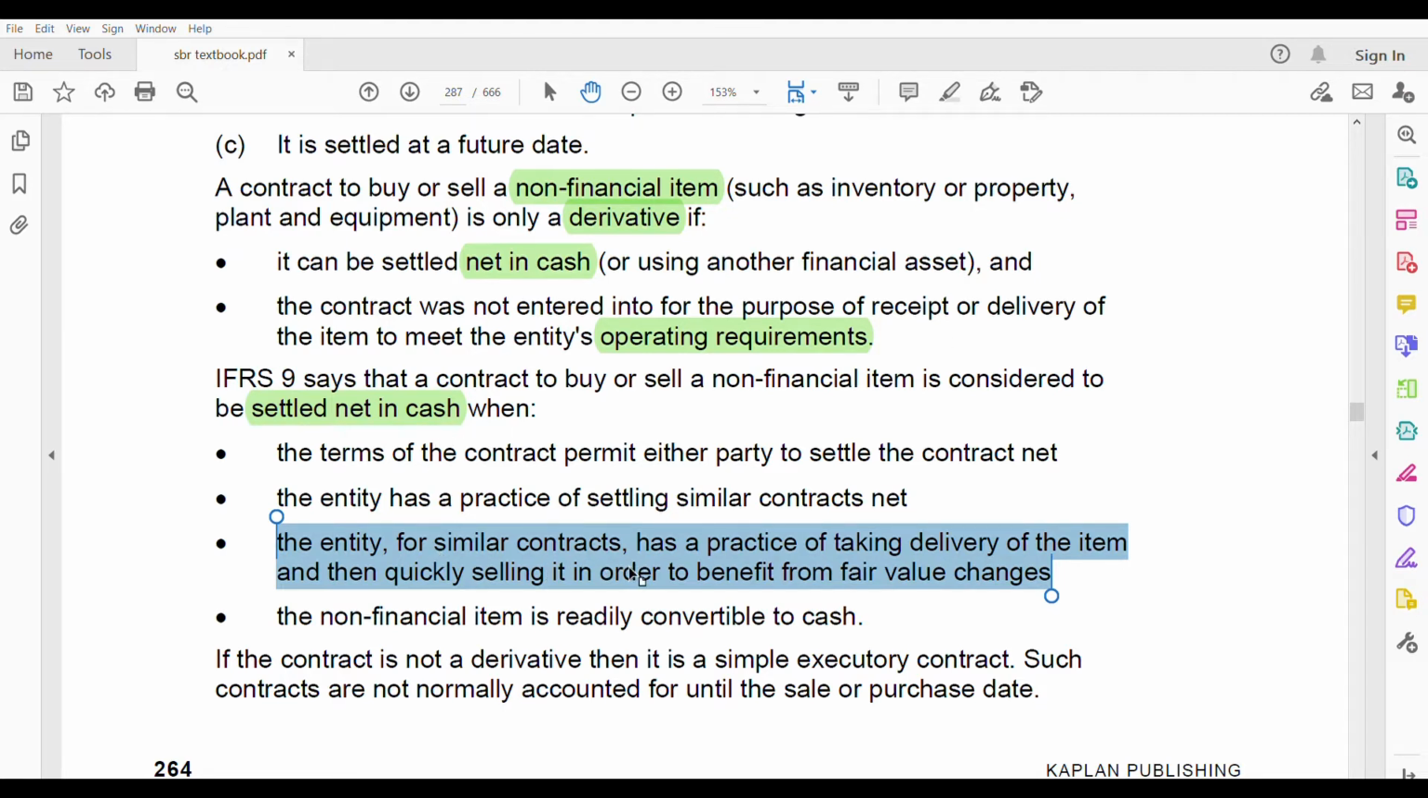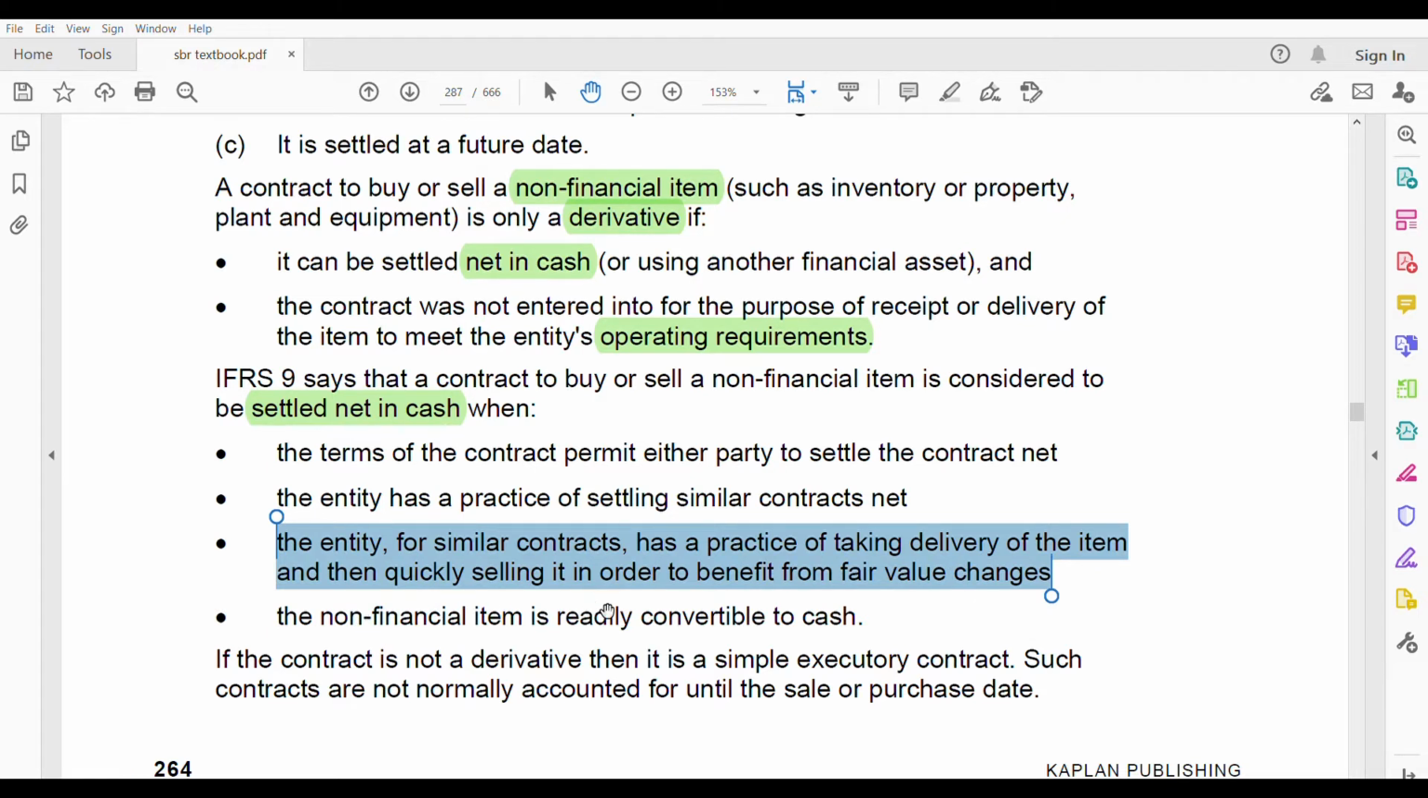Sorry, this is not a financial asset they are selling. They are selling that good or services only which they have taken on delivery. They are selling it quickly. Why? In order to benefit from the fair value changes. The fair value will change. So in order to benefit from those fair value changes, they are quickly taking it and quickly selling it also.